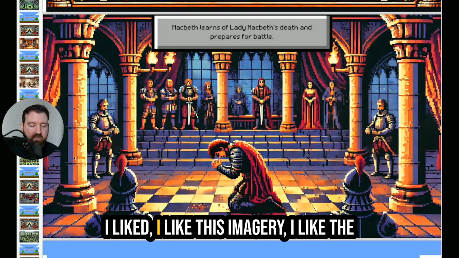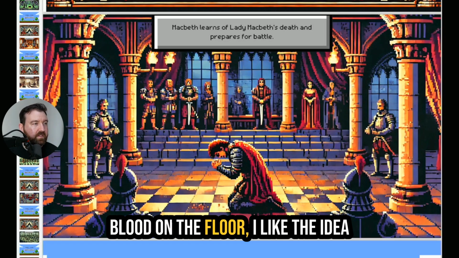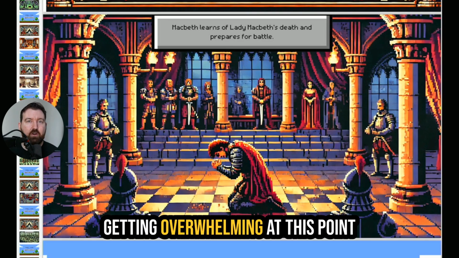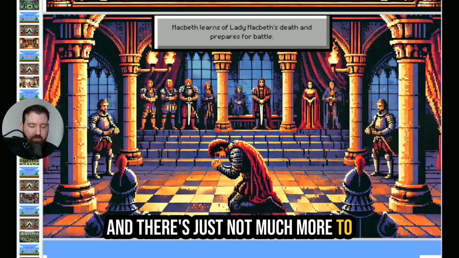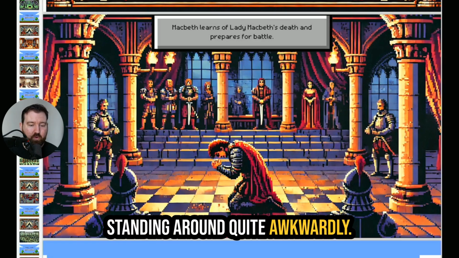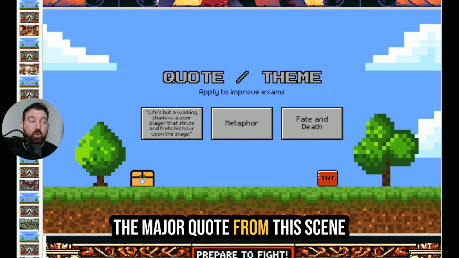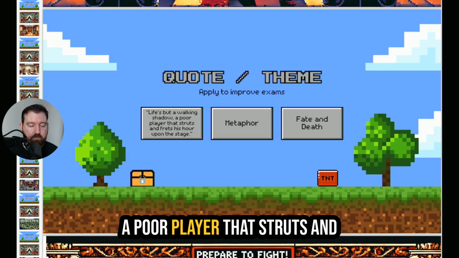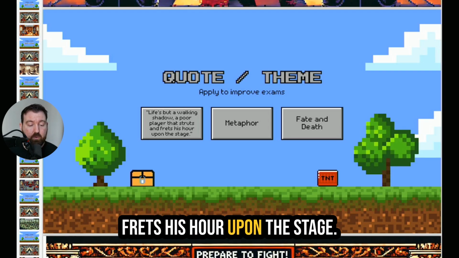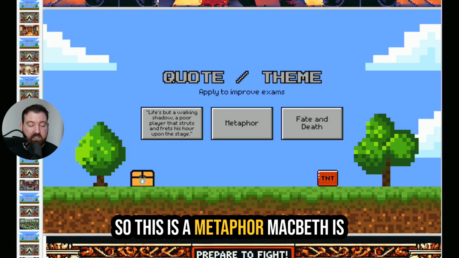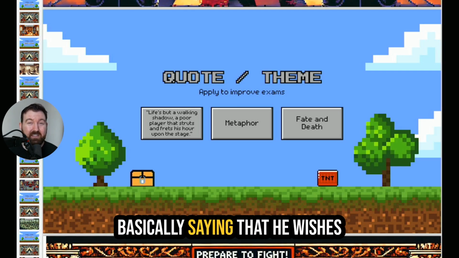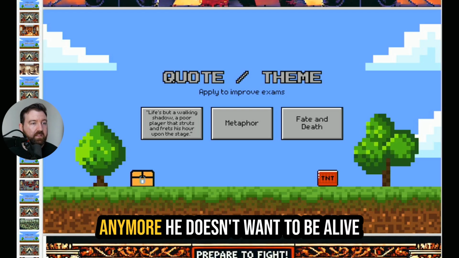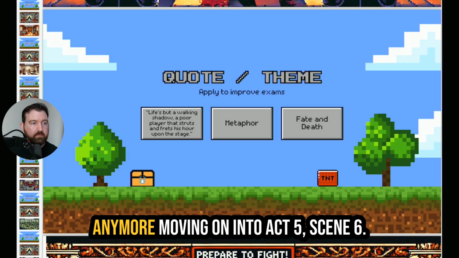I liked this imagery. I like the blood on the floor. I like the idea that symbolically the blood is getting overwhelming at this point, and there's just not much more to be done, and everyone else is standing around quite awkwardly. The major quote from this scene is, "Life's but a walking shadow, a poor player that struts and frets his hour upon the stage." So this is a metaphor. Macbeth is basically saying that he wishes that he were dead at this point, and that he doesn't want to be alive anymore.